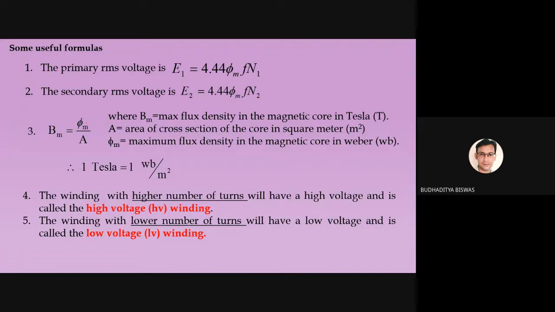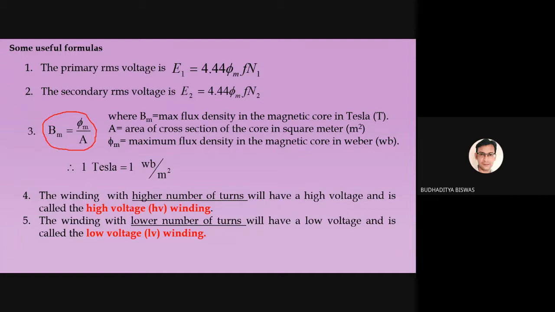B equal to phi m by A. What is phi m? Phi m is the maximum flux flowing through the core. Now, if we divide this maximum amount of flux by A, which is the cross-section area of the core, then we can get the flux density.